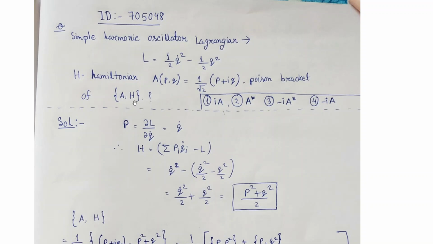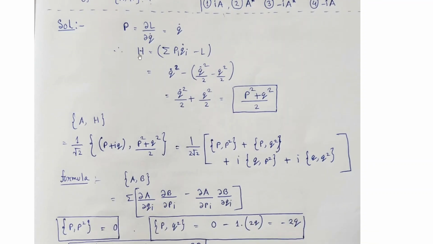So first you have to calculate what is the Hamiltonian, and for the Hamiltonian you need the momentum. So momentum is simply p is equal to del L by del q dot. So that is equal to q dot. Now you can write the formula for H. H is equal to sum over p_i q_i dot minus L. So finally you can get that H is (p square plus q square) by 2.